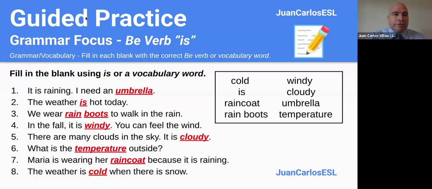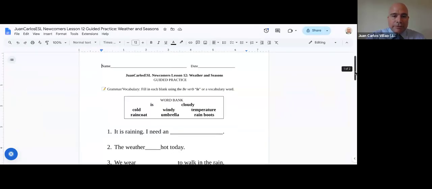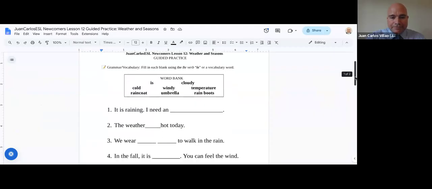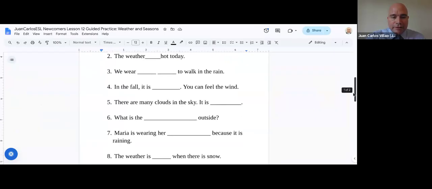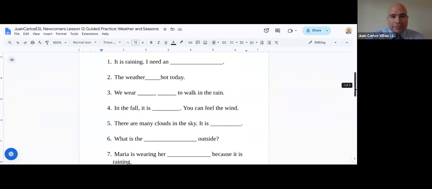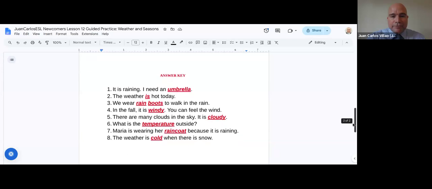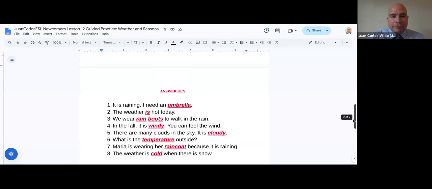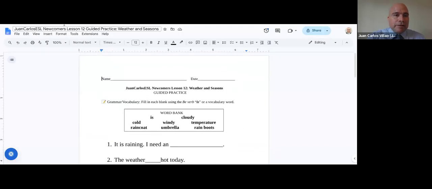Okay, so the same exercise, like I mentioned previously, is available for you in the handouts. Este mismo ejercicio está disponible para ustedes en una hoja. Puede imprimirlo y llenar sus respuestas en una hoja de papel. También incluye, you also see an answer key available that comes with the handout. Okay, so that is available in Teachers Pay Teachers, JuanCarlosESL.